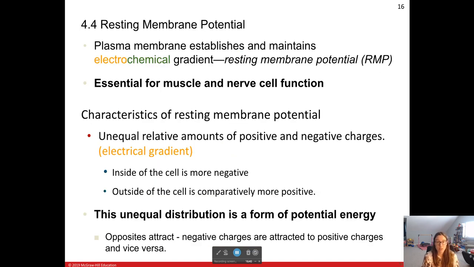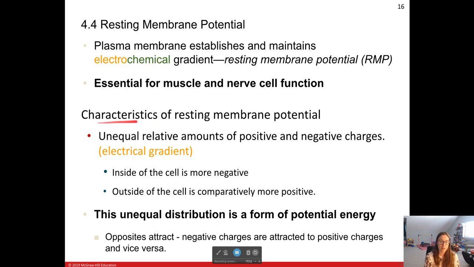So the resting membrane potential is established by the plasma membrane, and it maintains an electrochemical gradient. Right? So electrical, there's going to be a change in charge, and chemical, there's going to be a chemical gradient. So we'll have both an electrical and a chemical gradient across the plasma membrane. And this is happening when cells are at rest, so we call it the resting membrane potential. This is essential for nerve and muscle cell function, and so that's why we're reviewing this now.